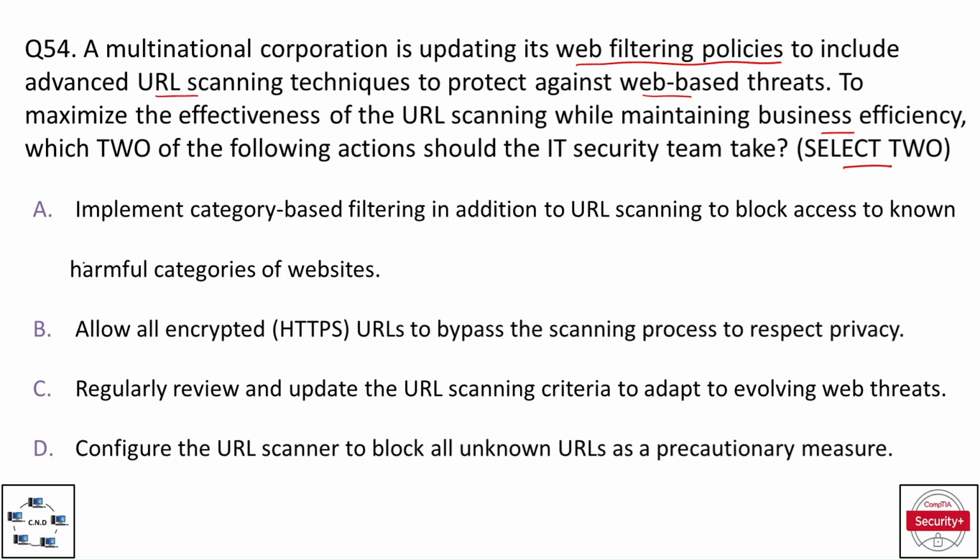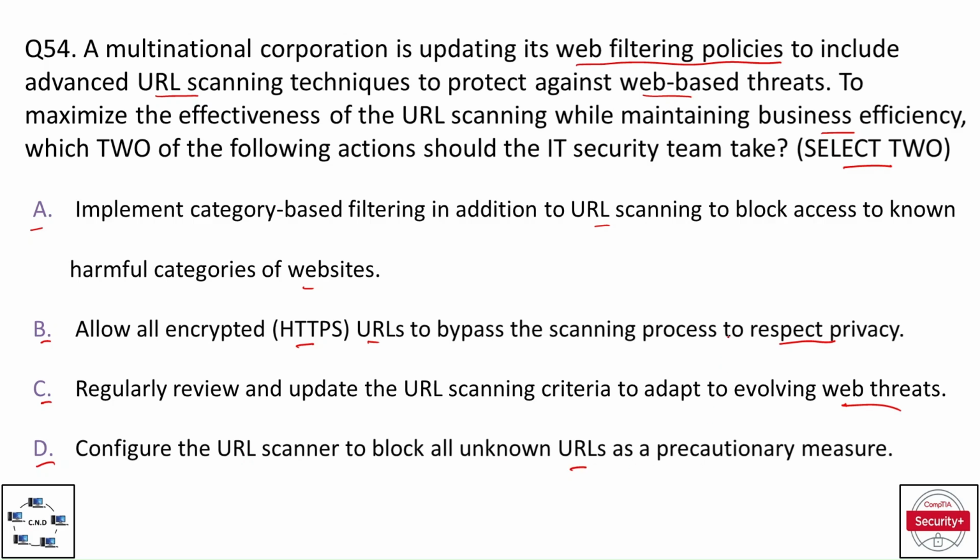Select two options, and the options are option A, implement category-based filtering in addition to URL scanning to block access to known harmful categories of websites. Option B, allow all encrypted, that is HTTPS URLs to bypass the scanning process to respect privacy. Option C, regularly review and update the URL scanning criteria to adapt to evolving web threats. And option D, configure the URL scanner to block all unknown URLs as a precautionary measure.